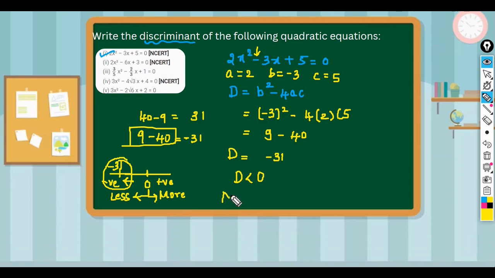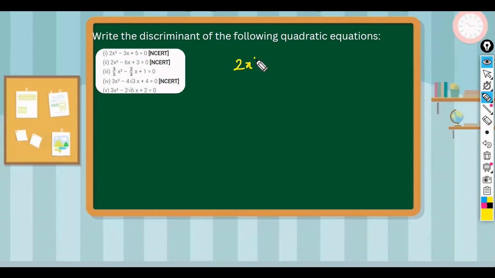So if D is less than 0, then what is the nature of the roots? No real roots exist. So here there are no real roots. Correct?